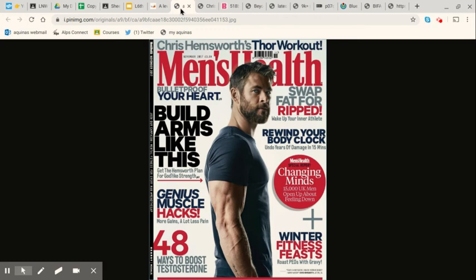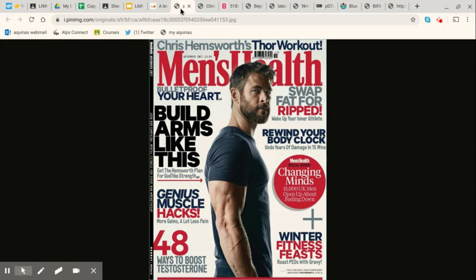So build arms like this is the biggest text on the page aside from the masthead. The arrow and the words Hemsworth and godlike also create anchorage with the star. We have Chris Hemsworth's name up in the banner as well, along with the word Thor. So we are constructing an unambiguous representation of this man. We understand from the word Thor that he is an actor. We also understand that he is an action star, from words like workout, and again, words like godlike and strength. We then see swap fat for ripped.